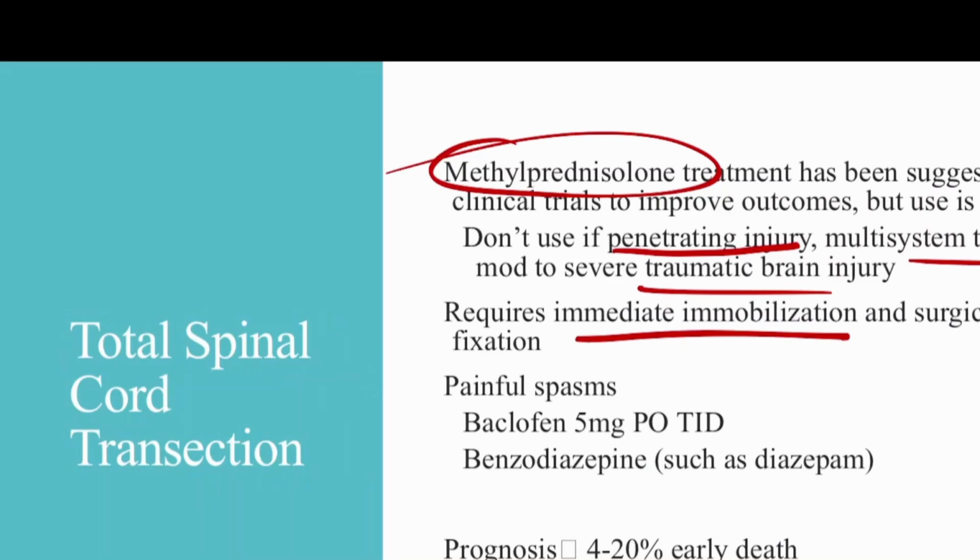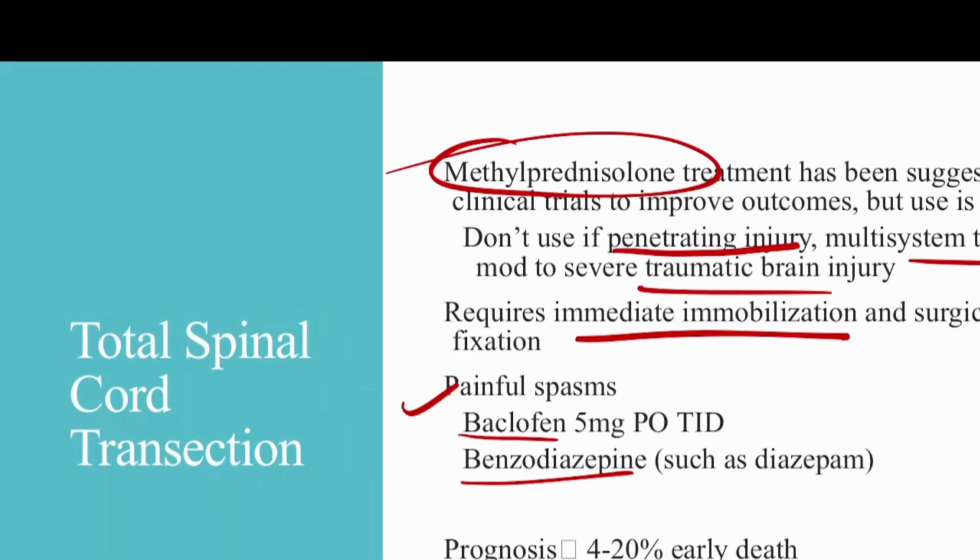If they start getting any painful spasms, you can give baclofen or some benzodiazepines like diazepam. Just a lot of things we do in neuro is symptom management. So whenever you see spasms, think baclofen. That's usually the first line therapy for spasms. We give baclofen. Prognosis of patients, 4 to 20% will have an early death.